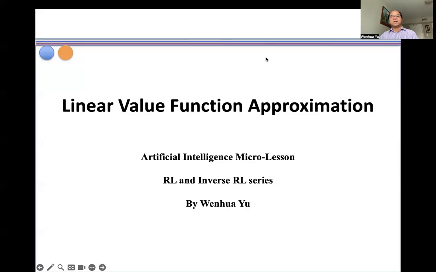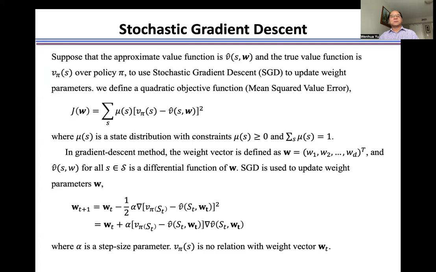Now I introduce a linear value function approximation. I will show how to use the least squares method to solve reinforcement learning TD problems. To use the gradient method to update the model parameters, we need to define the objective function. This is a quadratic formulation.